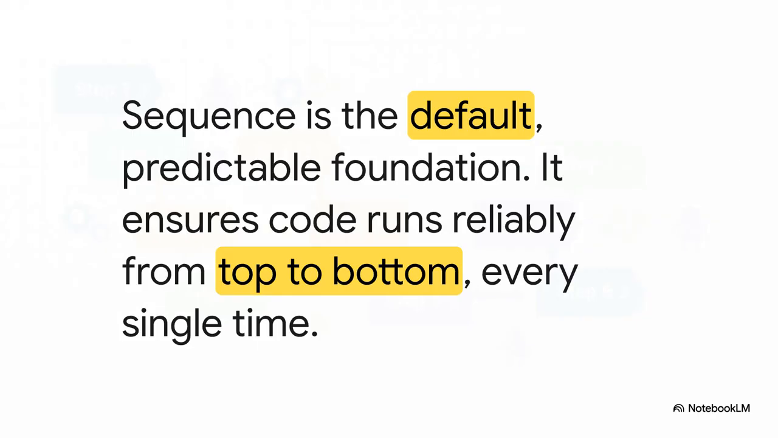If you take away just one thing today, make it this. Sequence is the default state. It's the predictable, solid ground that all programming is built on. You can always trust that your code is going to run from top to bottom in order, unless you specifically tell it to do something different.